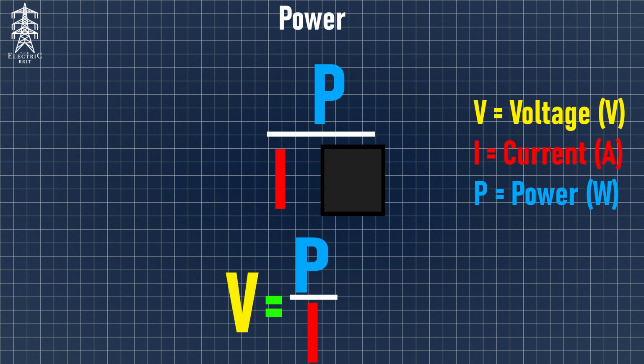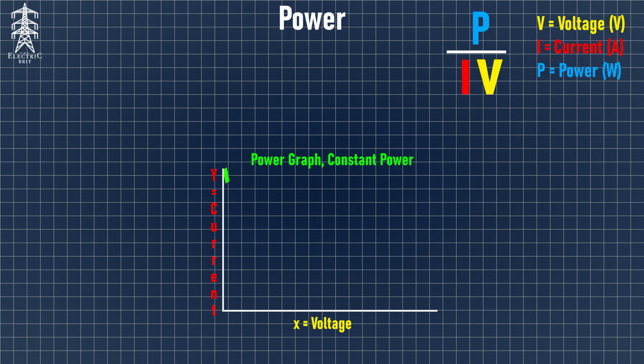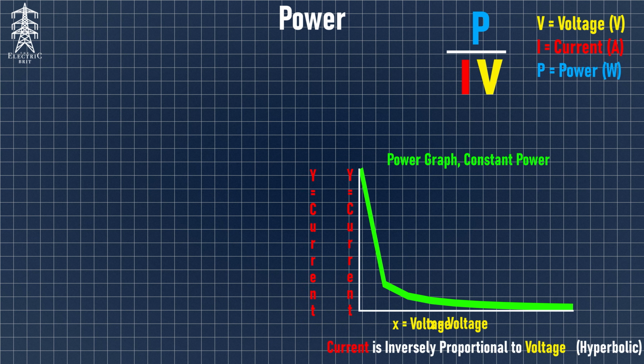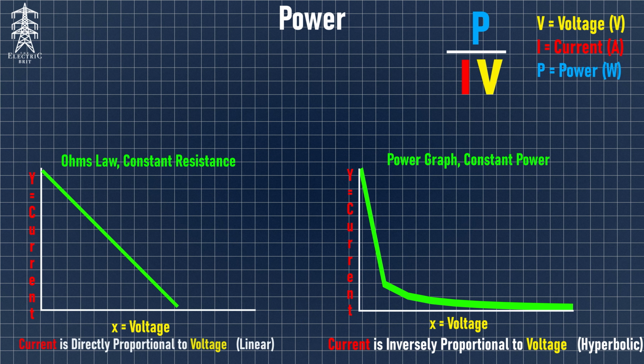The graphs shown on screen are the relationship between current and voltage in Ohm's law on the left, where they are directly proportional, and on the right, the relationship when talking about power, where current is inversely proportional to the voltage, which is the basis of why we use high voltage power transmission.